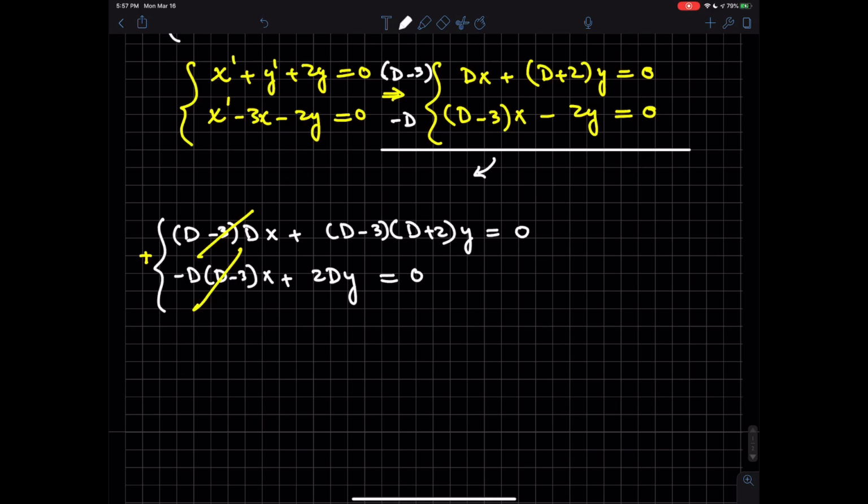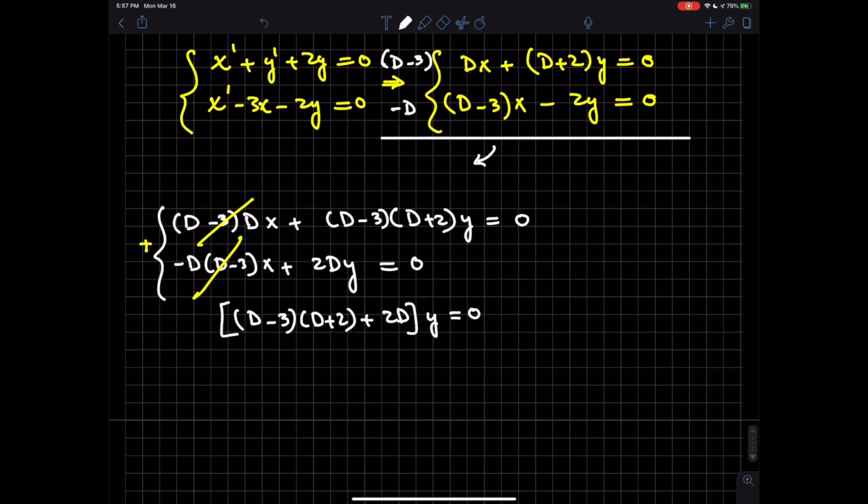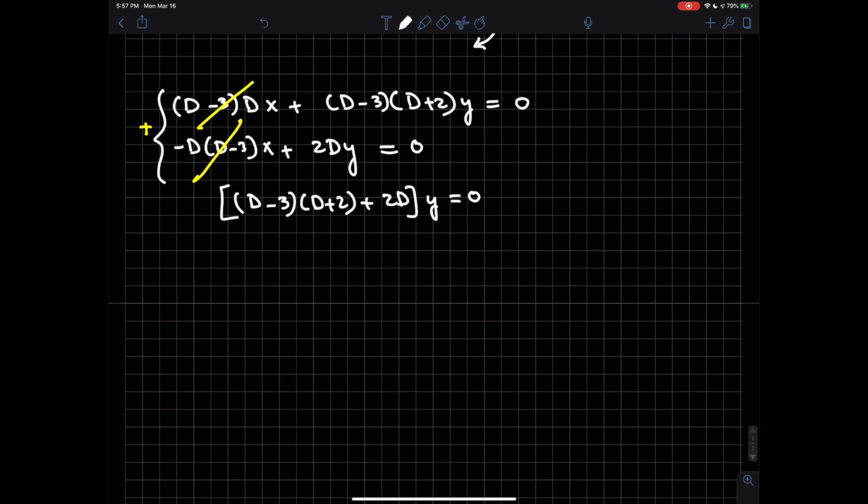So if I add these two together, I'll have d minus 3d plus 2, and then I have another 2d from the second equation, and all that's applied to y, and that's equal to 0. So I've eliminated my x variable, my x function, and now I'm only looking for my y function. Basically from here, I need to solve for y of t.